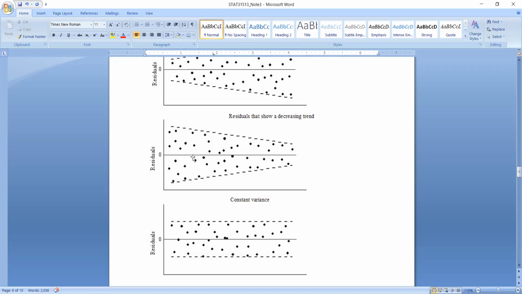But if you can see any pattern, right? There are different kinds of patterns.